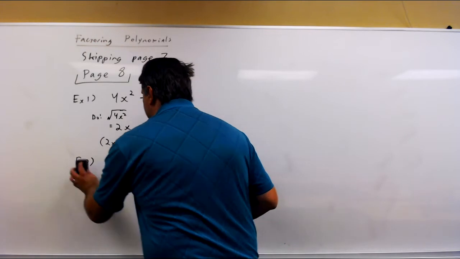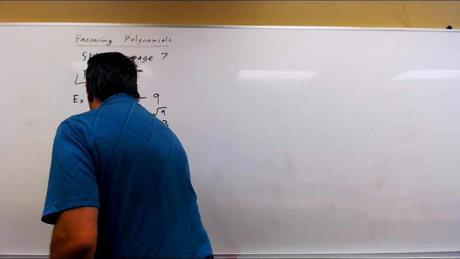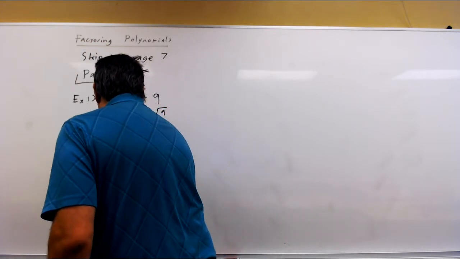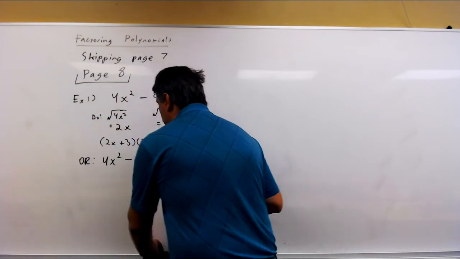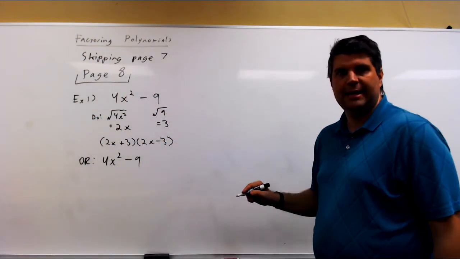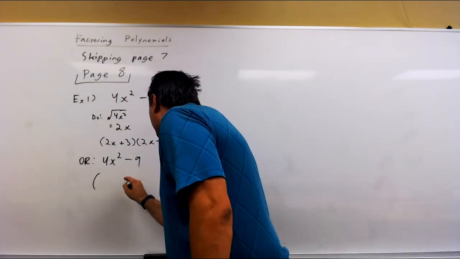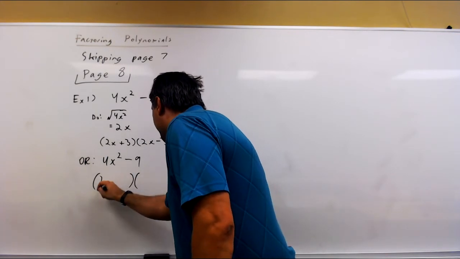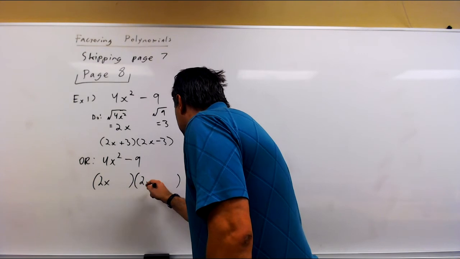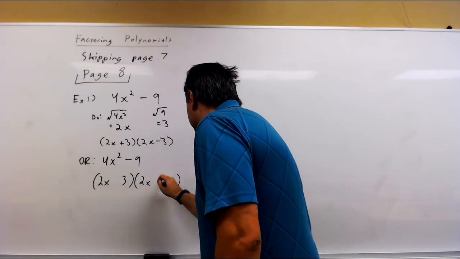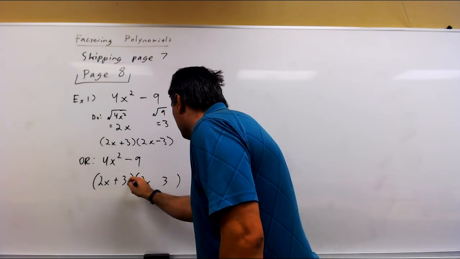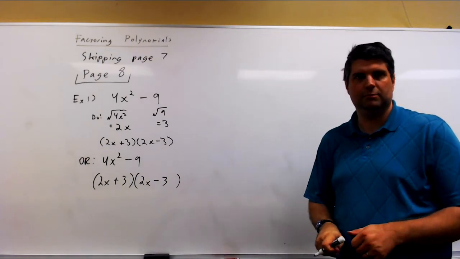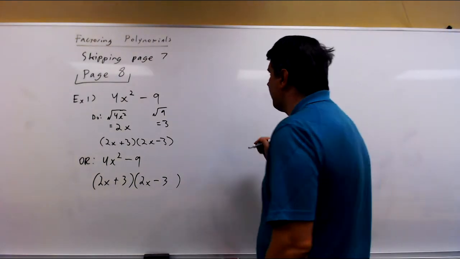Alternatively, what you could have done is you simply could have put up a pair of parentheses. Square root of 4x squared is 2x. Square root of 9 is 3. Put a plus in one and a minus in the other. Okay, that's what you could have done.